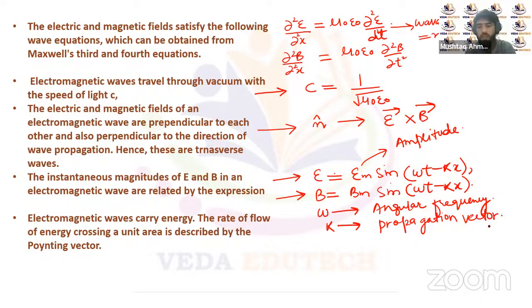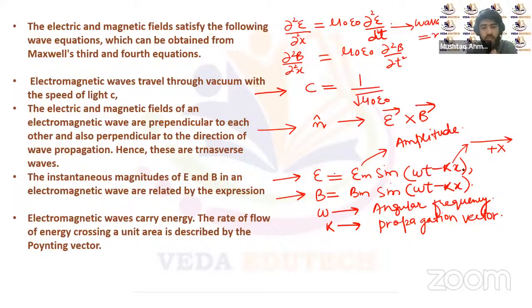So omega is the angular frequency, k is the propagation vector, and this propagation vector tells us about the direction of flow of the electromagnetic wave. Since k is multiplied with x, it means that the wave is propagating along the plus x direction, right? So k gives the direction of the electromagnetic wave. Omega is the frequency.